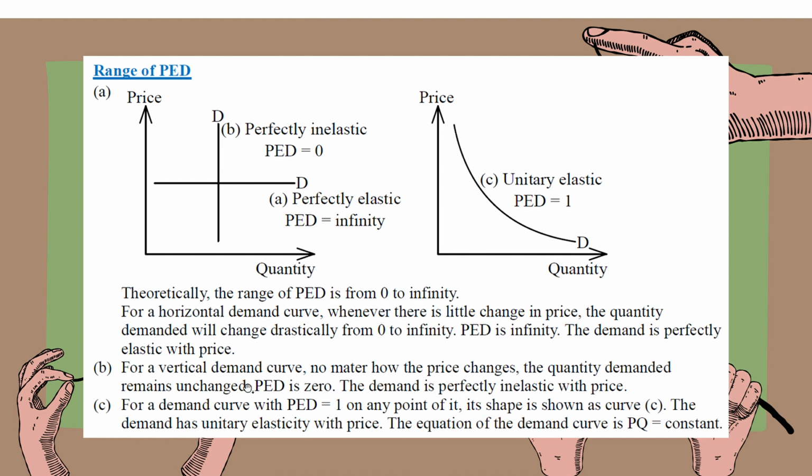On the contrary, for a vertical line, there is no change in quantity demanded, so the numerator is 0, so PED is 0, so it is perfectly inelastic. And of course, what is in between?